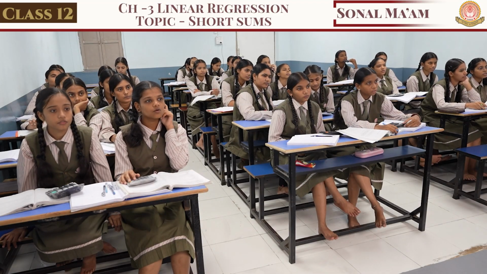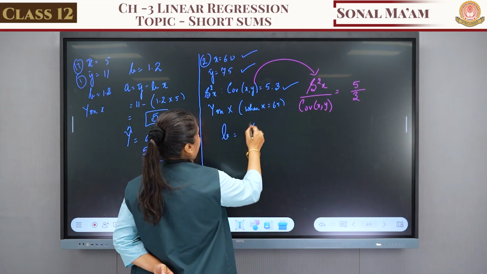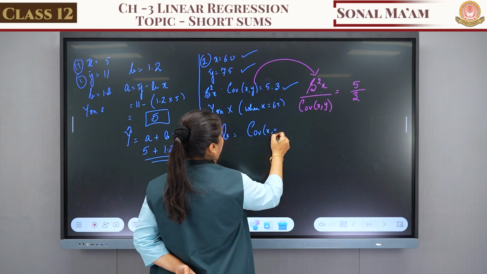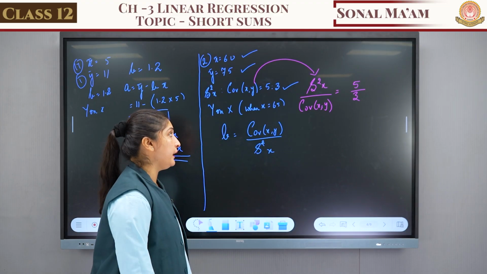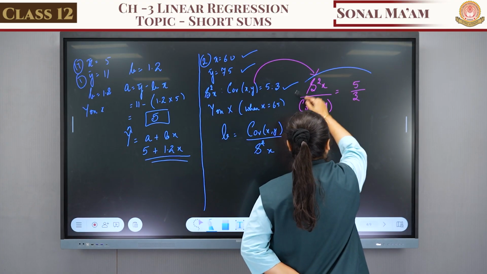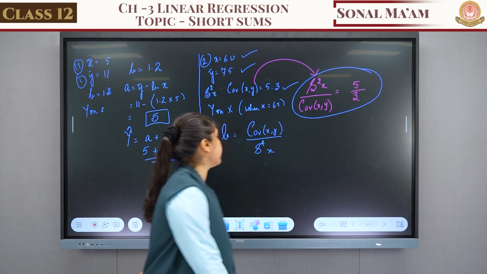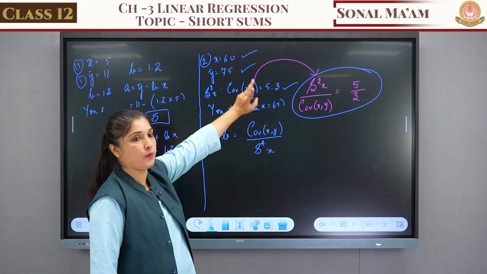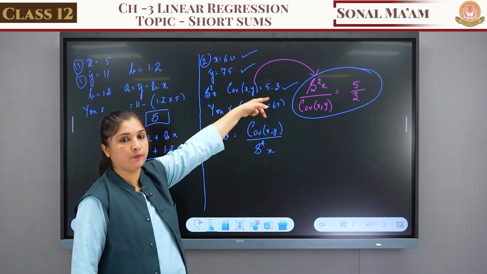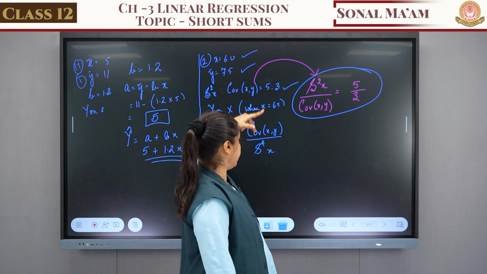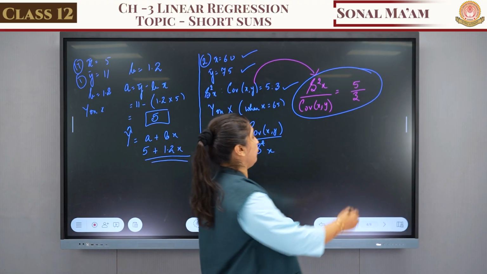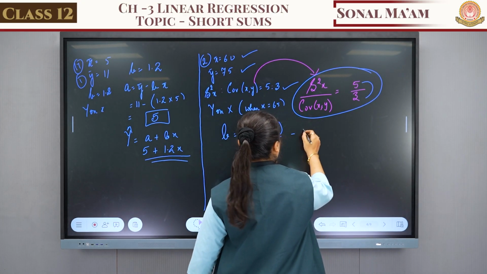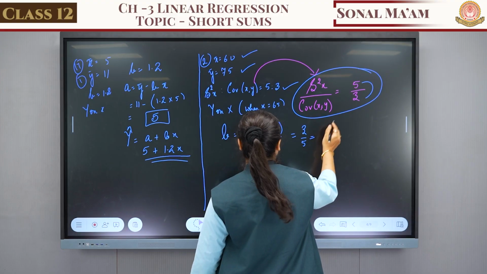The very basic formula of b is covariance xy divided by s square of x. But in the question, what is given to you is the reciprocal. Can you see? Covariance is below, s square of x is above. If this is the reciprocal, then to get covariance by s square of x, we have to take the reciprocal also. So it will be 3 by 5, that is 0.6.